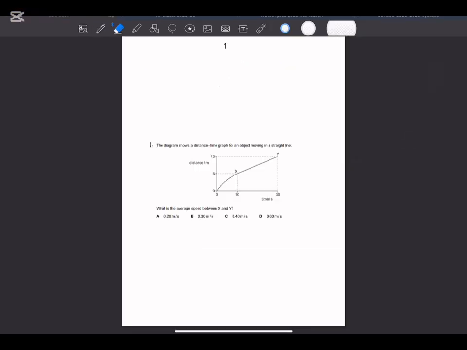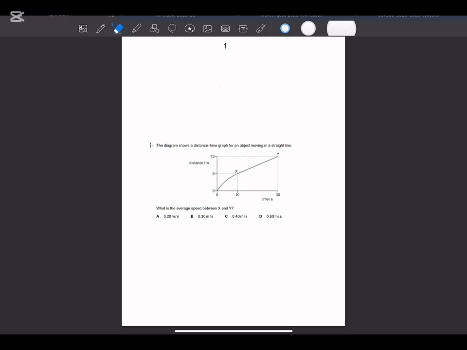Hello students, this is the continuation of our discussion on motion, and obviously in motion we have discussed distance, displacement, velocity, speed, and then distance time graph and velocity time graph. So this time we are going to solve a few MCQs based on distance time graph and speed time graph.